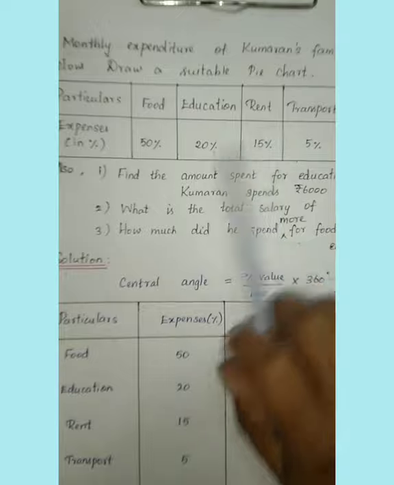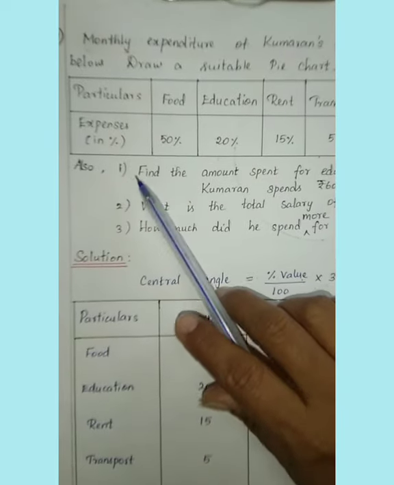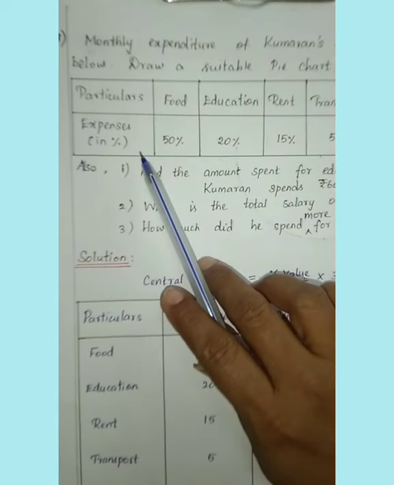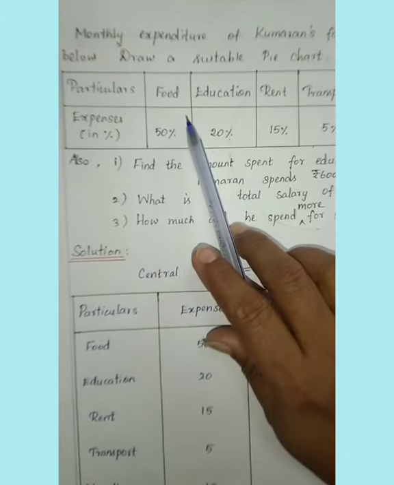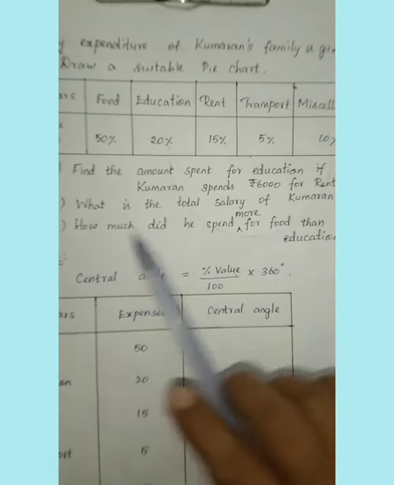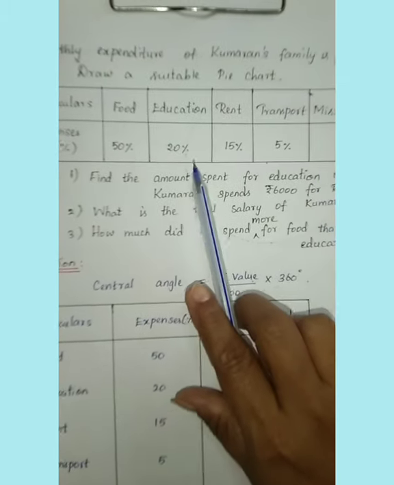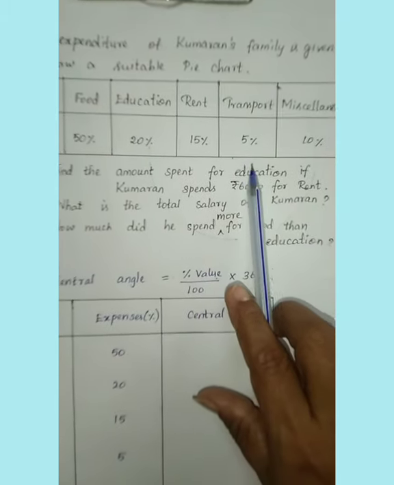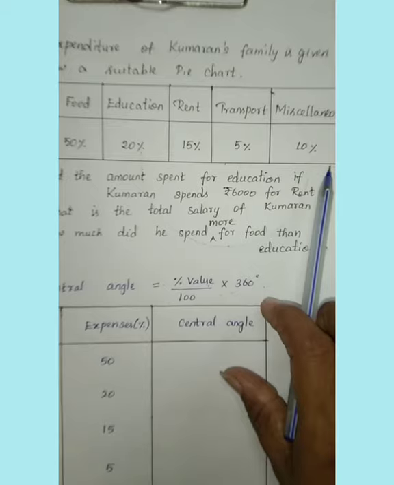Eighth problem. Monthly expenditure of Kumaran's family is given below. Draw a suitable pie chart. Tabular column is given in the question, that is particulars and expenses in percentage: food, education, rent, transport and miscellaneous. 50 percentage, 20 percentage, 15 percentage, 5 percentage and 10 percentage.